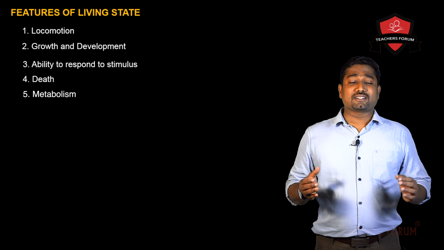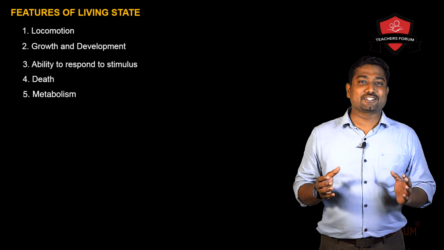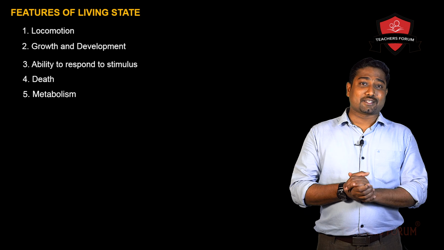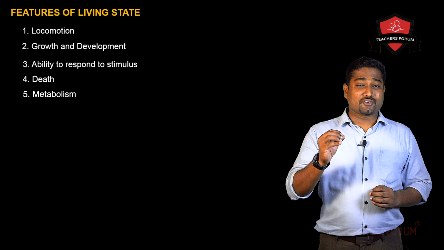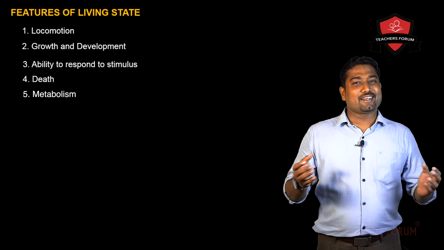You take the case of plants: they grow and develop through their entire life. And they have a specialized organ, a specialized tissue called meristematic tissue, for their growing path. But we animals grow only up to a certain age. So you can say growth and development is a feature of a living state.